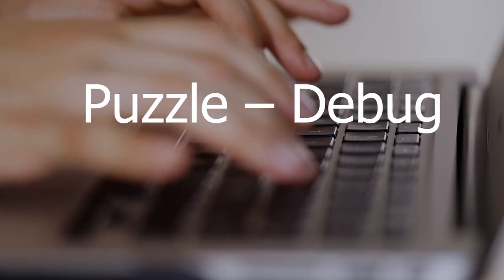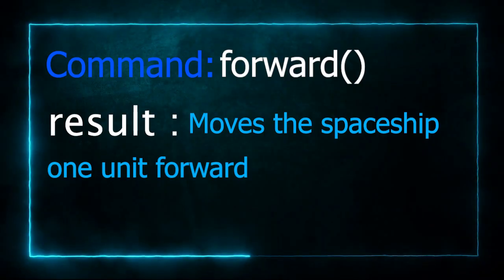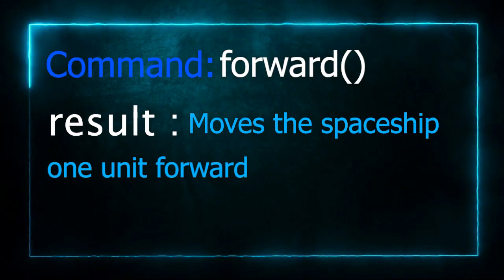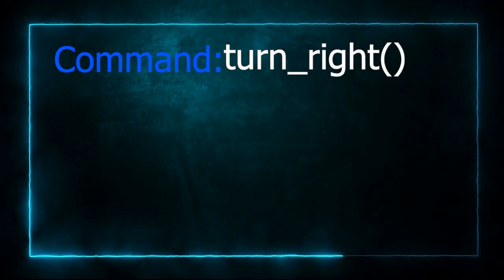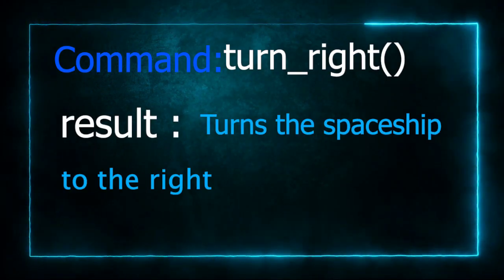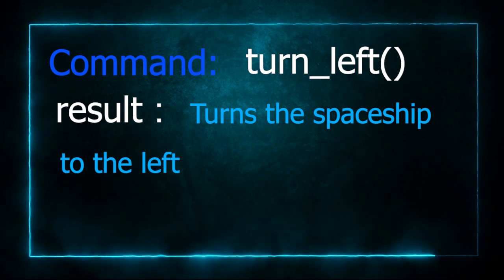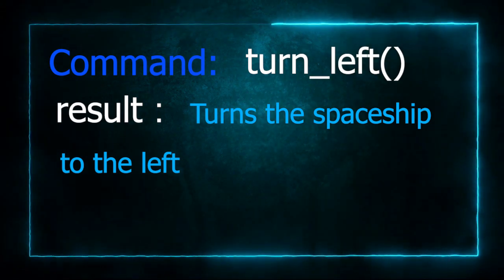Puzzle: Debug. Use the commands below to guide the spaceship to its destination. Command: forward. Result: moves the spaceship 1 unit forward. Command: turn right. Result: turns the spaceship to the right. Command: turn left. Result: turns the spaceship to the left.